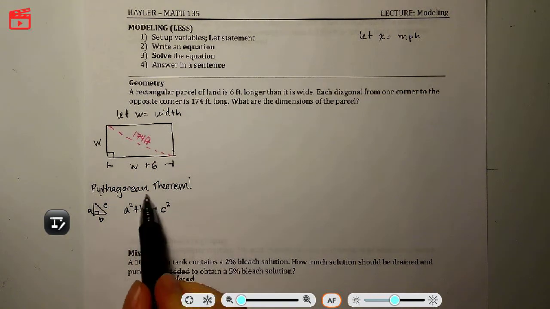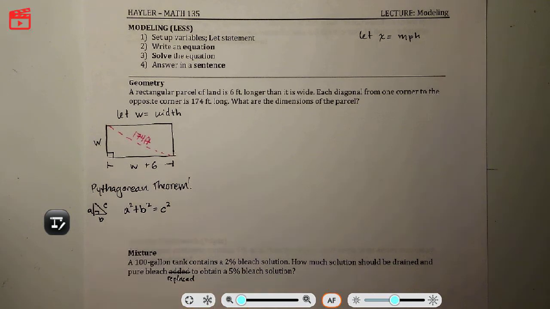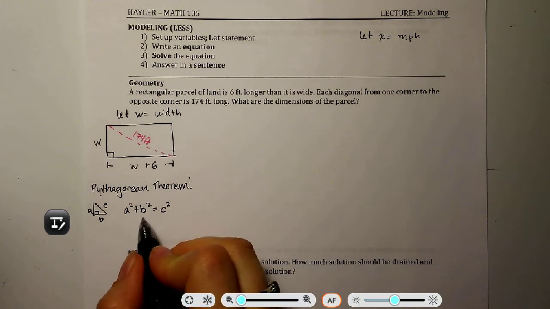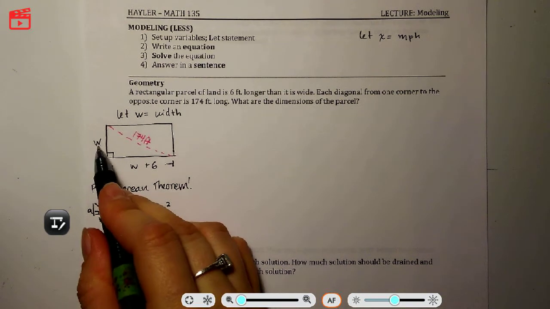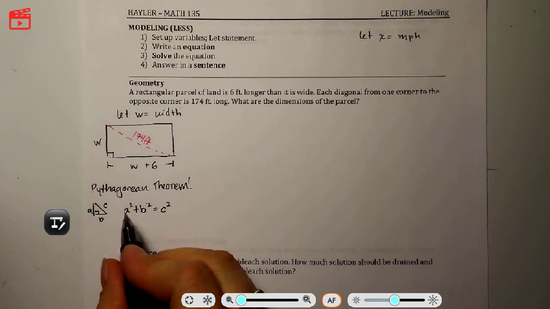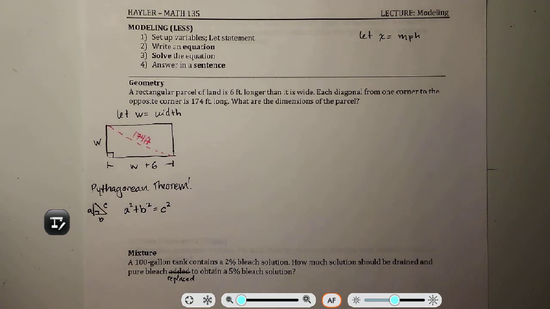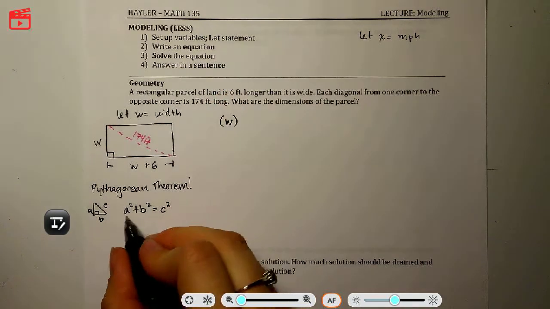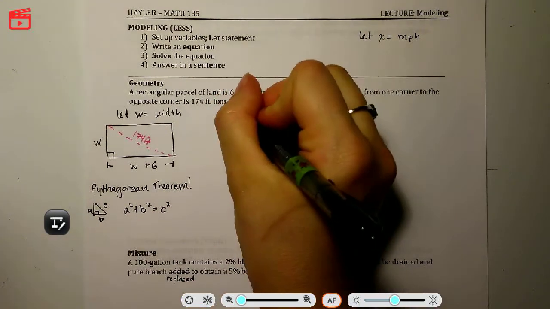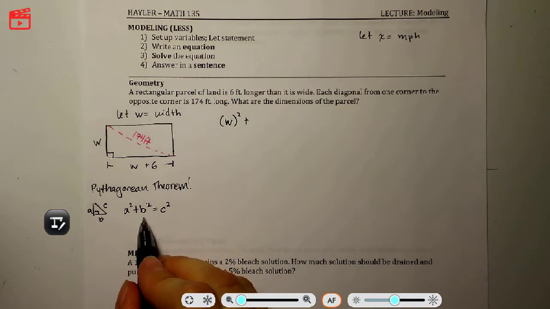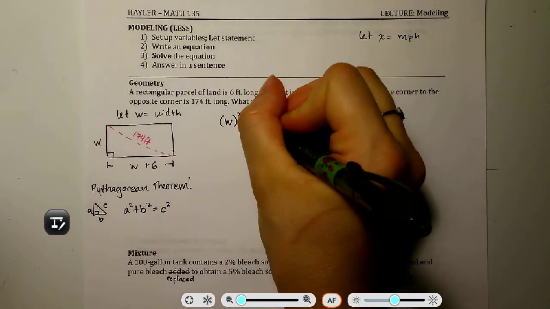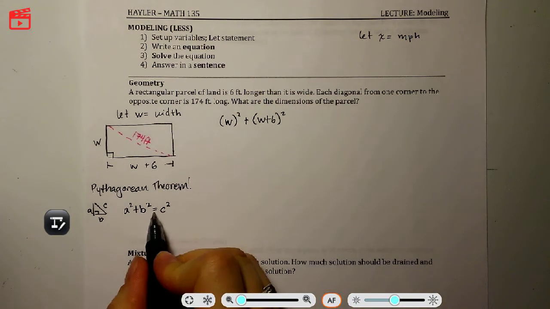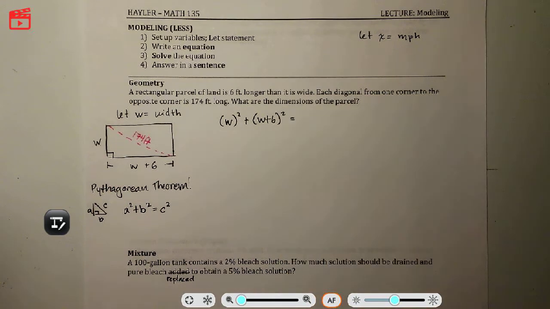So we're going to go ahead and use this equation to build our own equation. All right, so I need to figure out what are my 2 sides. Well, it doesn't matter which one comes first if I use w or w plus 6, since they're both being added, and addition is commutative. I'll go ahead and just take the w part, and my theorem says to square that, plus my other leg, which is w plus 6. My theorem says to square that. And this is going to be equal to my hypotenuse squared.